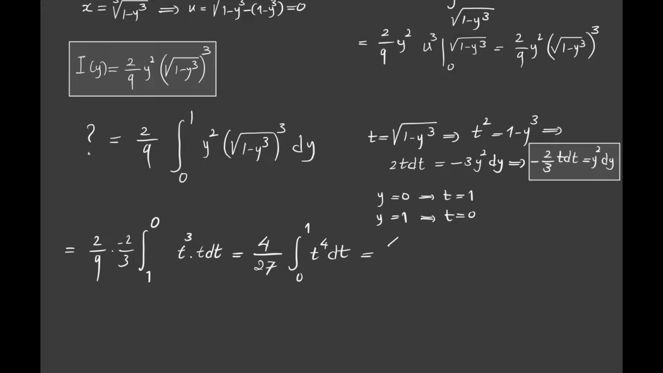But then it becomes 4 over 27, t to the power of 4 becomes 1 over 5 t to the power of 5. But then the integral goes from 0 to 1. Okay, so I replace t with 1, becomes 1, replace t with 0, becomes 0, subtract them, it becomes 1, and then multiply these constants. If I multiply this constant, 4 times 1 is 4, and then 5 times 27 is 135. And that is the answer to this double integral.